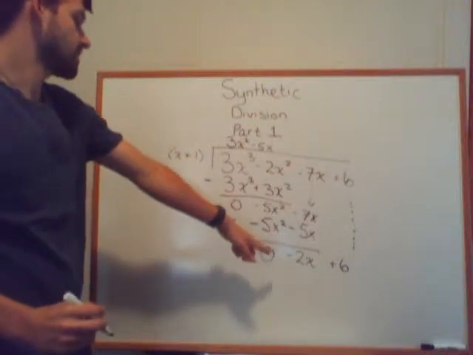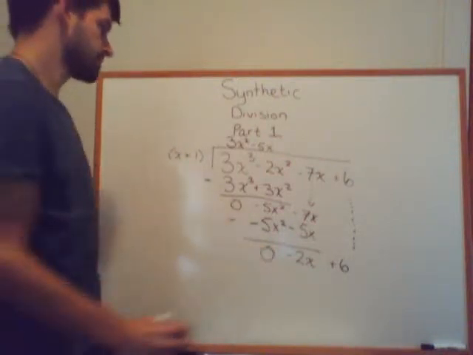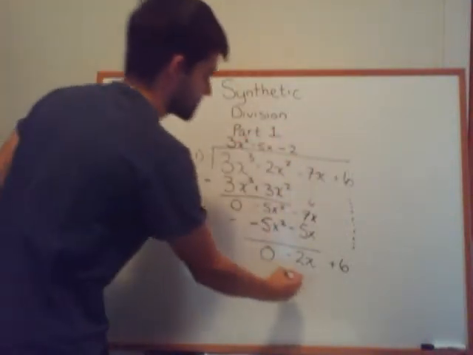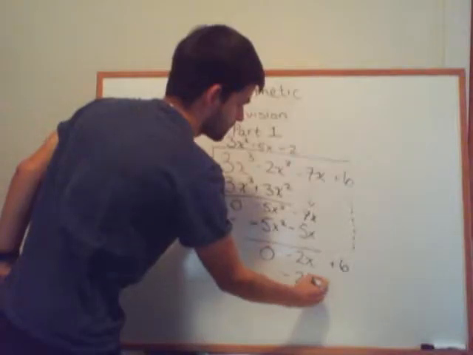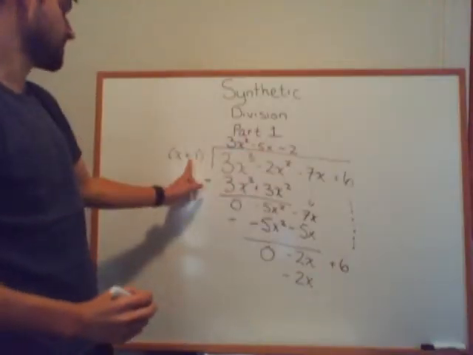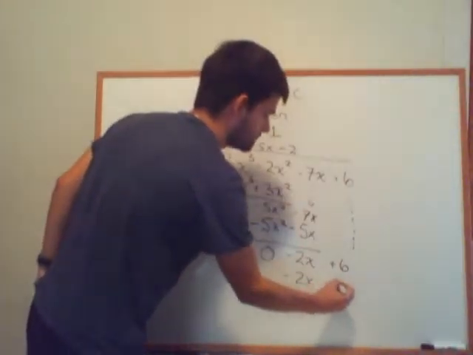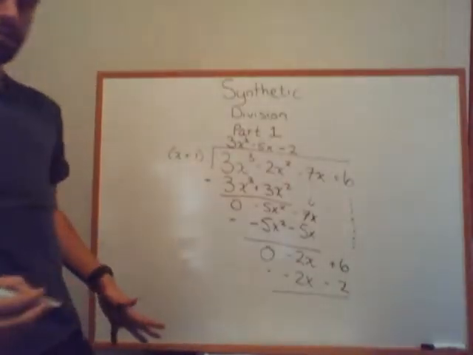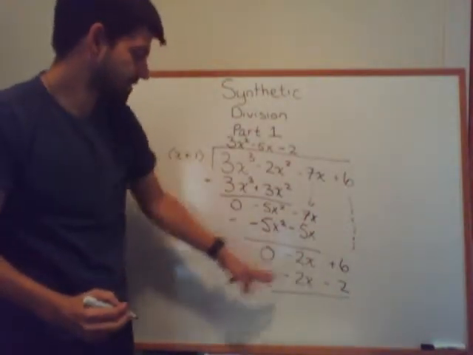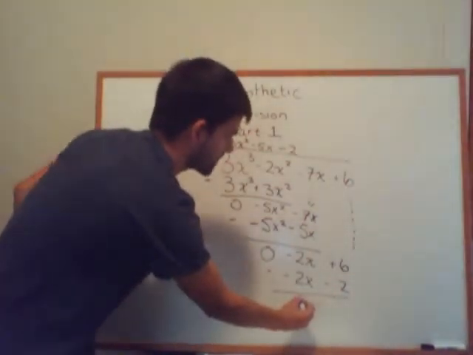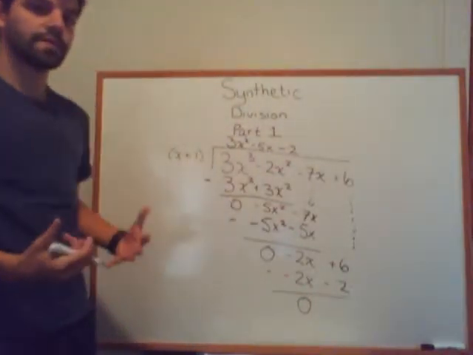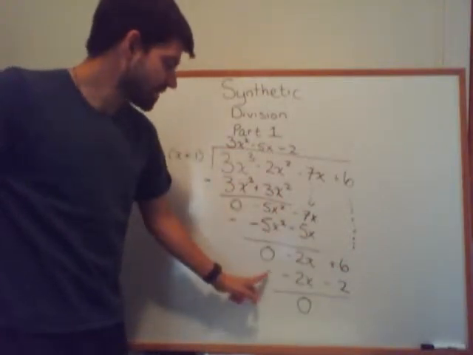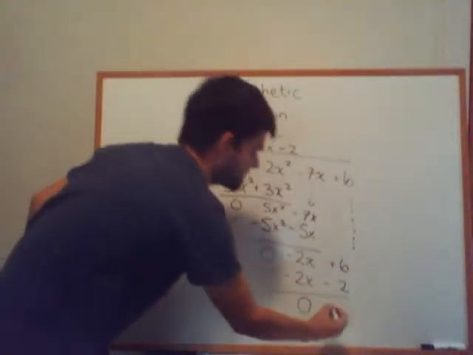How many times can x go into negative 2x? Negative 2 times. So negative 2 times x is negative 2x. And then negative 2 times a positive 1 is a negative 2. Now again, be very careful here. Watch your signs. Negative 2x minus a negative 2x is going to be 0. Negative minus a negative is like adding a positive. Positive 6 minus a negative 2 is a positive 8.